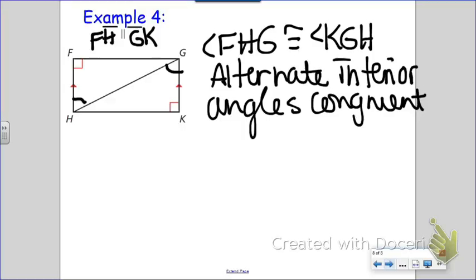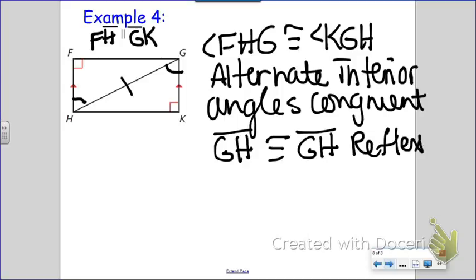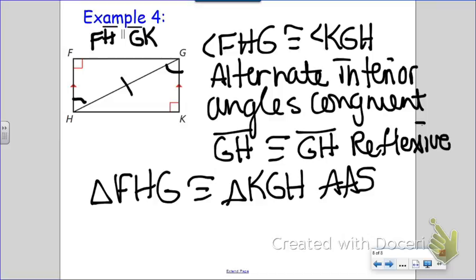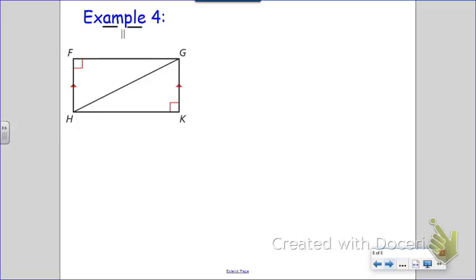We already have the right angles congruent, and that's given to us in the picture. And then we have GH is congruent to itself, and that's the reflexive property. These two triangles would be congruent by angle, angle, side. So triangle FHG would be congruent to triangle KGH, and that would be angle, angle, side. The side is across from one of the angles. And that's all we have for today.